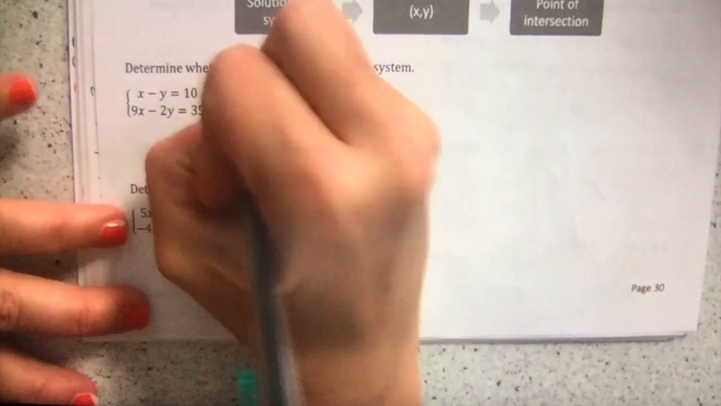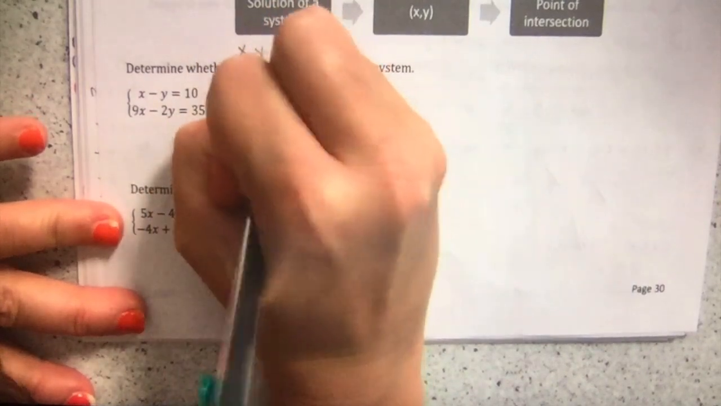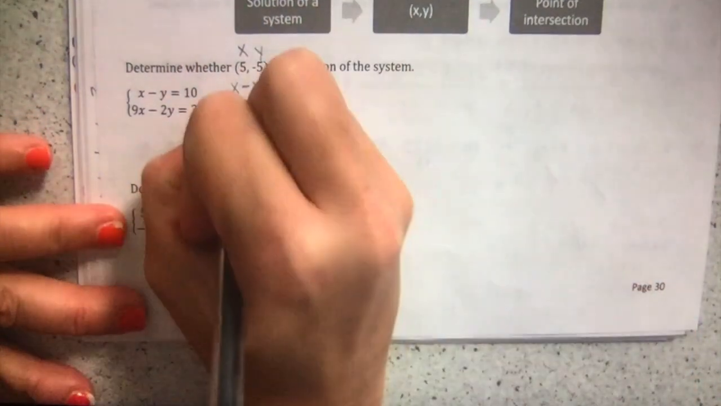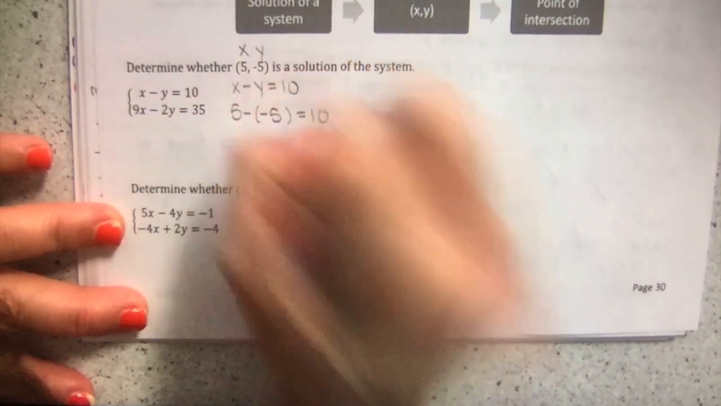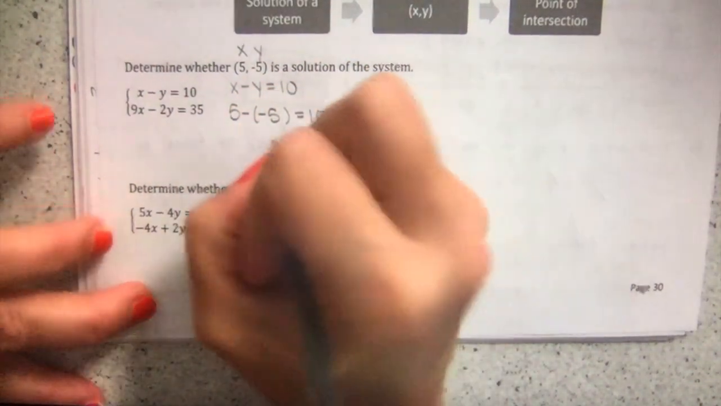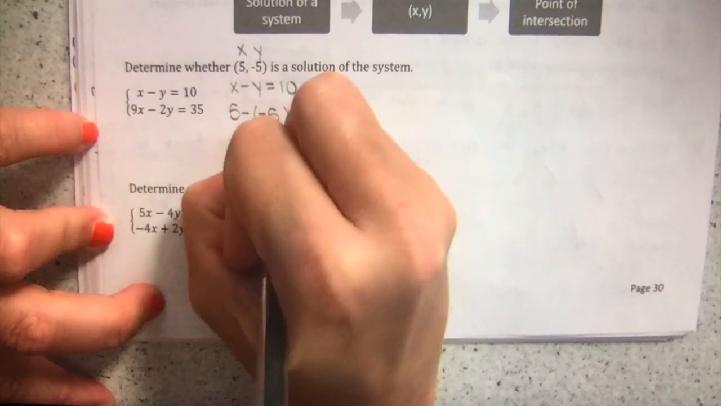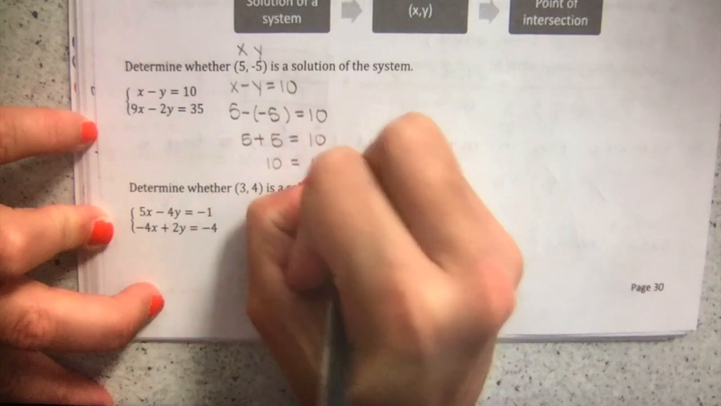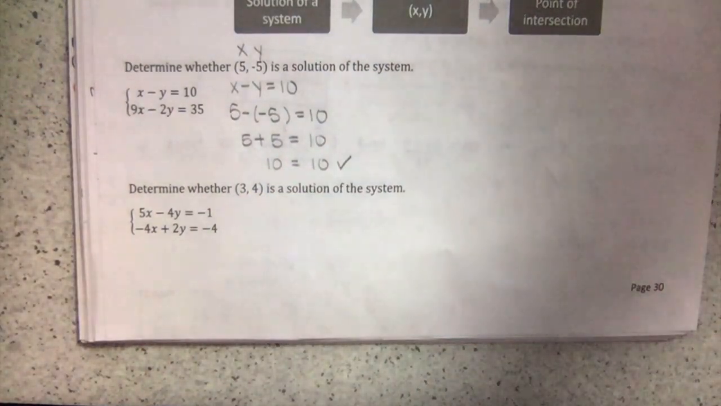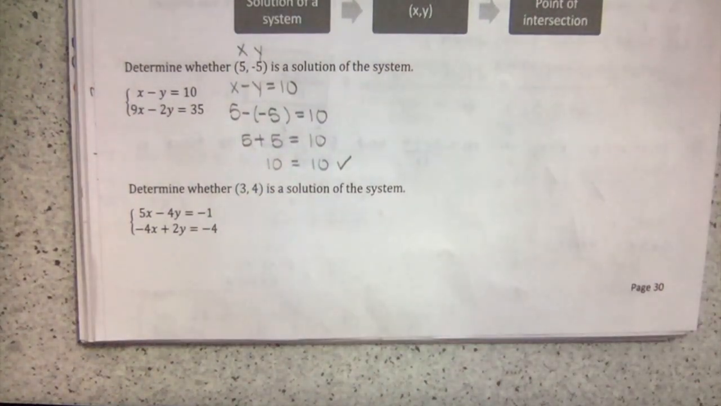So first plugging it into x minus y equals 10. 5 minus -5 equals 10. Those two negatives become a positive, so 5 plus 5 equals 10. So 10 equals 10. It worked for the first one. Now let's see if it works for the second. Let's plug it into the second one.